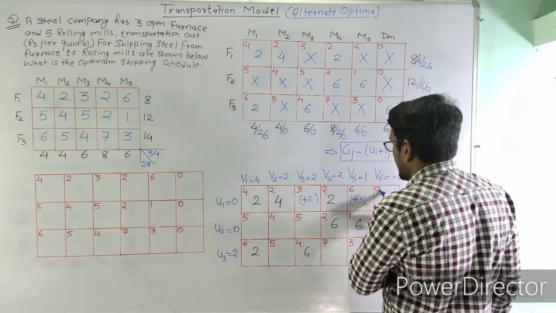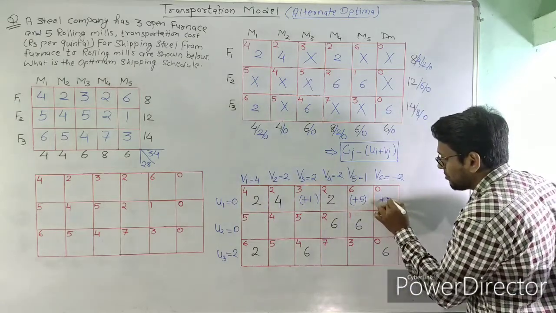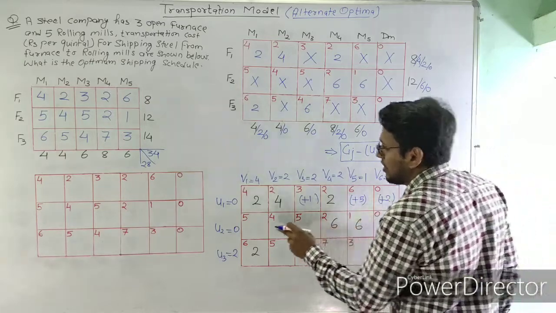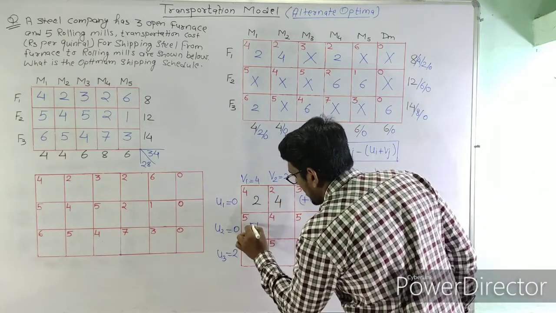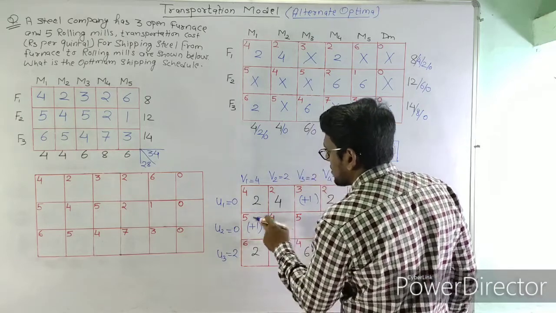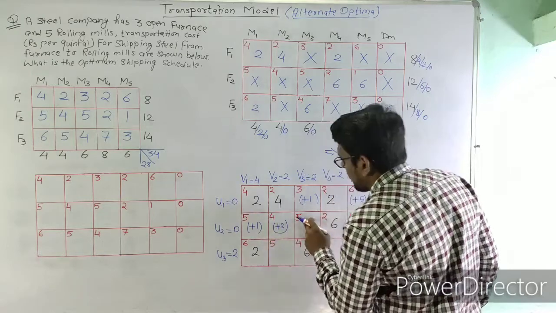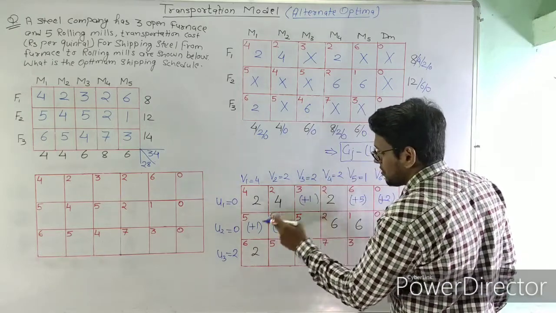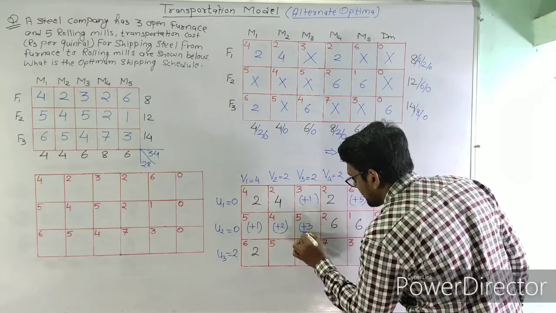Here 0 minus 0 minus 2, minus of minus 2 is plus 2, so this will be plus 2. Here 5 minus 0 plus 4, that means 5 minus 4 is plus 1. Here 4 minus 0 plus 2, 4 minus 2 is plus 2. 5 minus 0 plus minus 0 plus 2, that means 5 minus 2 is plus 3.